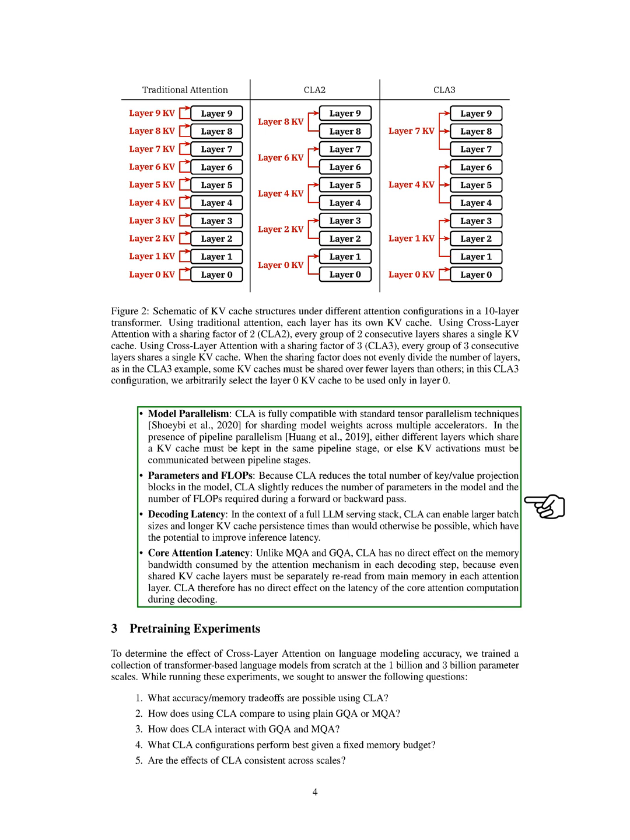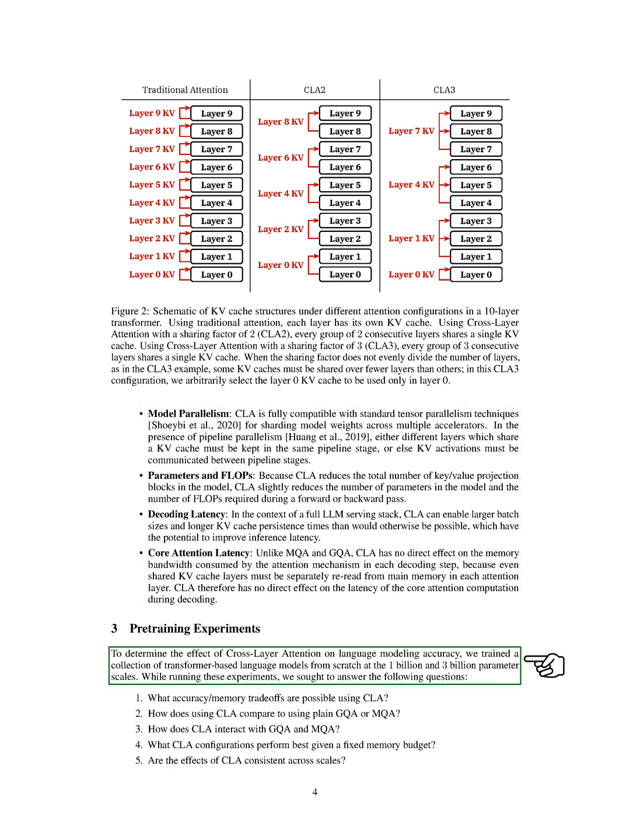Decoding latency. In a full large language model (LLM) serving stack, CLA allows for larger batch sizes and longer KV cache persistence, potentially improving inference latency. Core attention latency. Unlike MQA and GQA, CLA does not directly affect the memory bandwidth used by the attention mechanism in each decoding step, as even shared KV cache layers need to be separately read from main memory in each attention layer. In our pre-training experiments, we train transformer-based language models from scratch at 1 billion and 3 billion parameter scales.